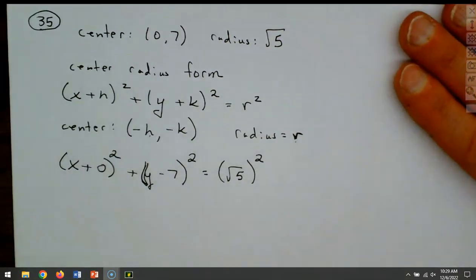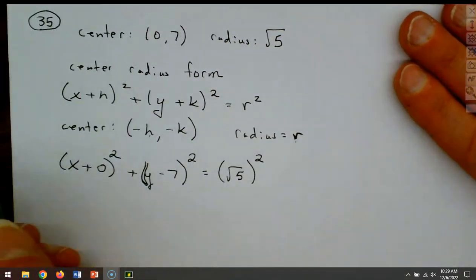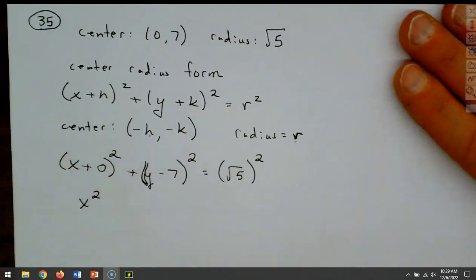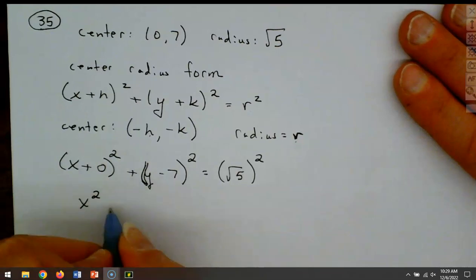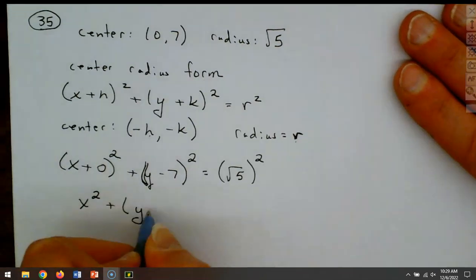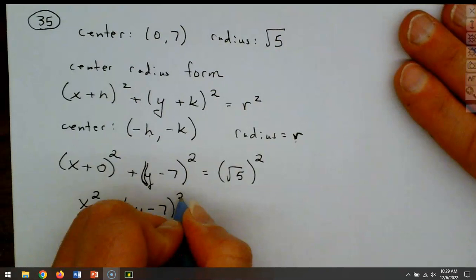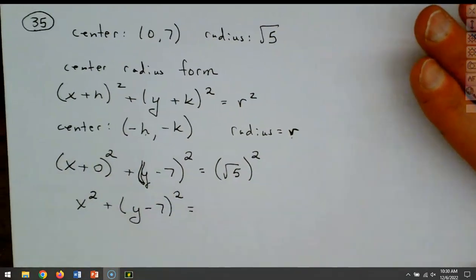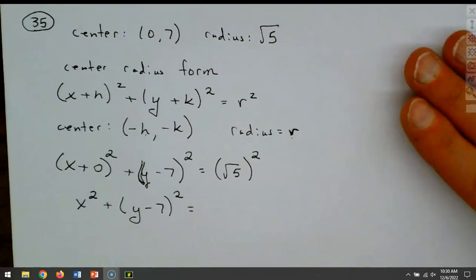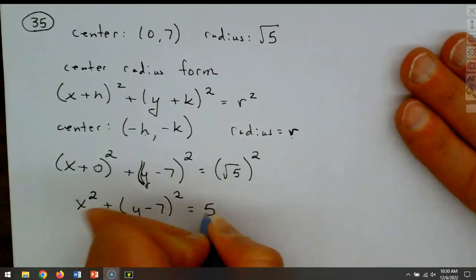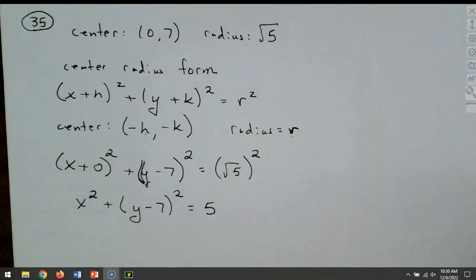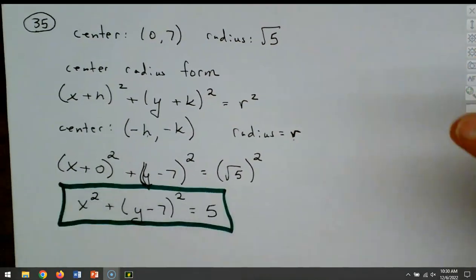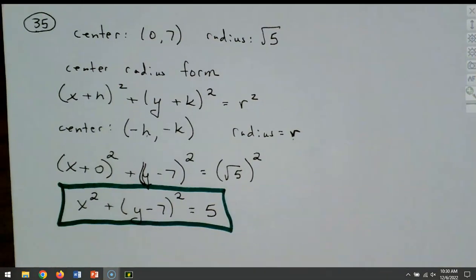Now, what does that look like? What's our final answer going to look like? That 0 is gone, so this becomes x squared. What's left for the y part? Well, that's y minus 7, quantity squared. And what happens when we square a square root? Does anyone remember? It goes away. And so that makes it then what? 5.